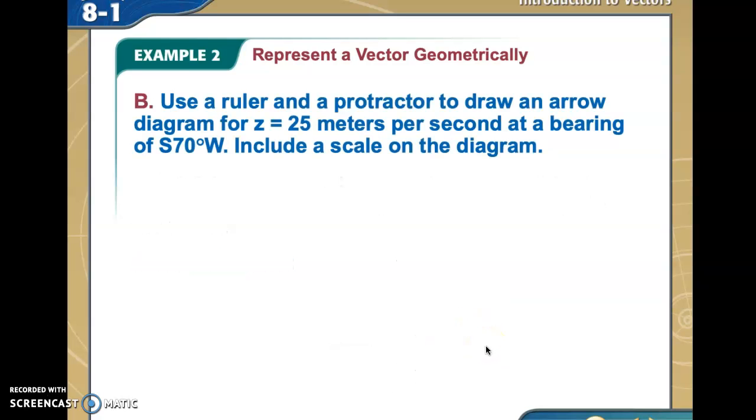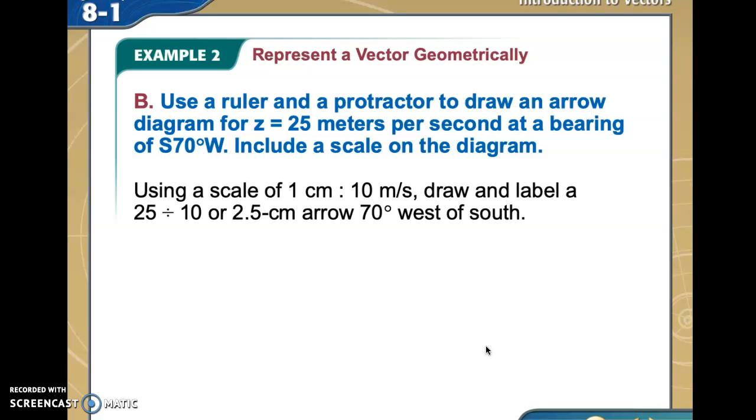Use a ruler and a protractor to draw an arrow diagram for z equal to 25 meters per second at a bearing of S 70 degrees W. It means that you start from south and go to the west direction 70 degrees. Include a scale on the diagram. So using a scale of 1 centimeter to 10 meters per second, 25 divided by 10 is a 2.5 centimeter arrow, 70 degrees west of south.